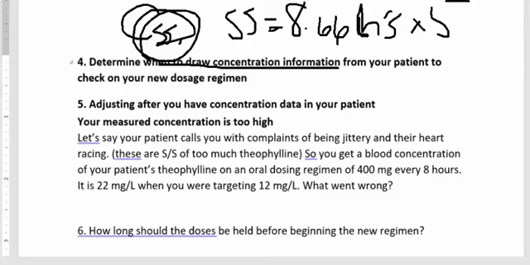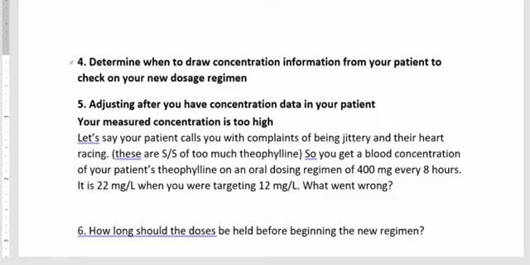So that's our general rule. We're going to wait at least 5 half-lives until we draw a concentration. Otherwise, we're not going to be at steady state. And we can use that on any drug, for the most part. We can make sure they're at steady state.